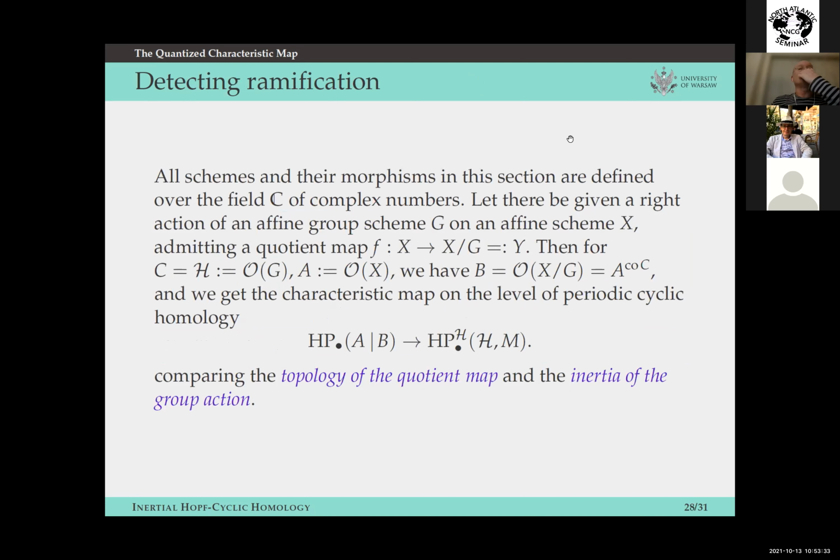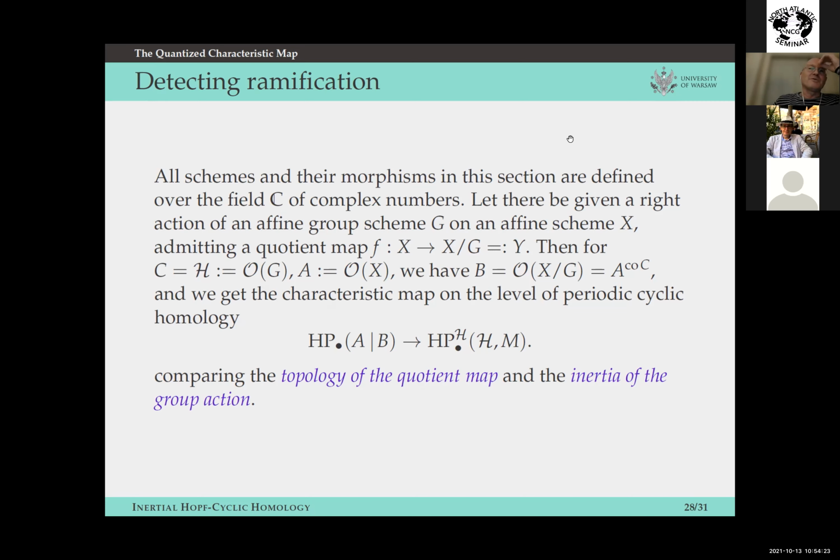Okay. So this construction of this characteristic map between these cyclic modules, of course, produces some maps between different versions of cyclic homologies. The case of the periodic cyclic homology is very interesting because it corresponds in the topological case to the de Rham homology of a space. And then we can speak about situations when we have a morphism of maps, for instance, the quotient map of some algebraic action of some algebraic group on a variety, let's say.